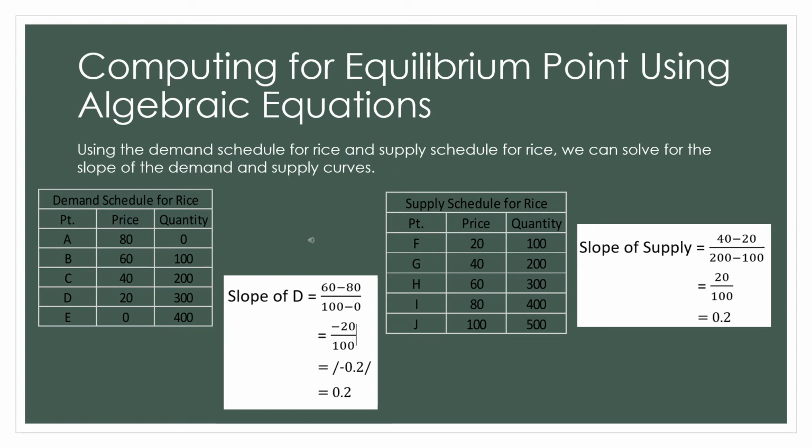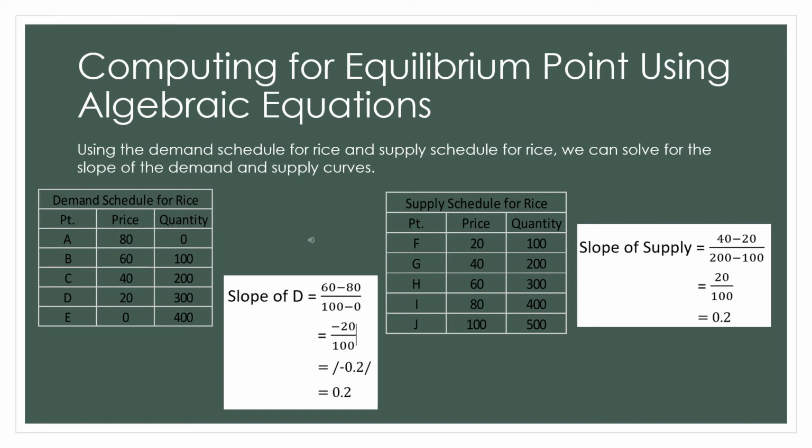Take note, we have a negative slope for demand because of the inverse relationship of price and quantity. Because in the demand schedule, as the price increases, the quantity demanded decreases. So as the price decreases, the quantity demanded increases. That's why there is an inverse relationship between the price and the quantity.